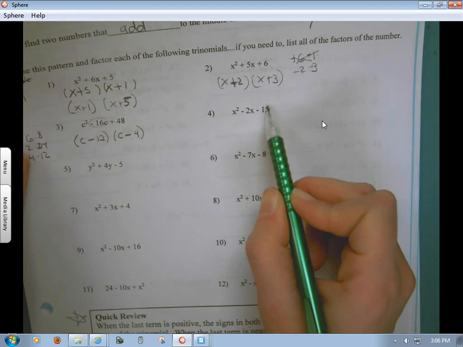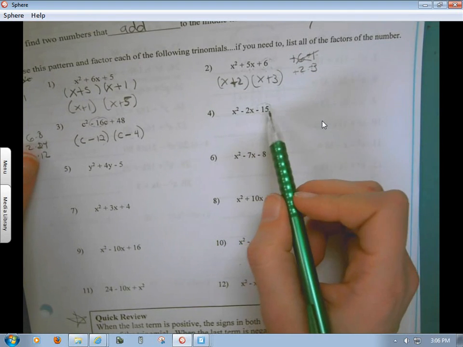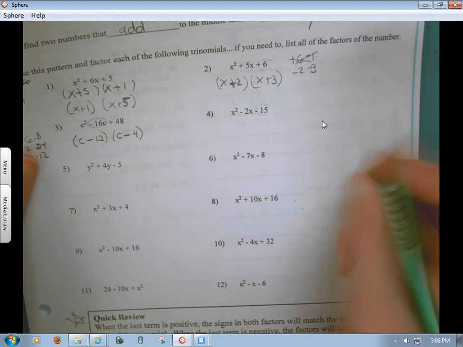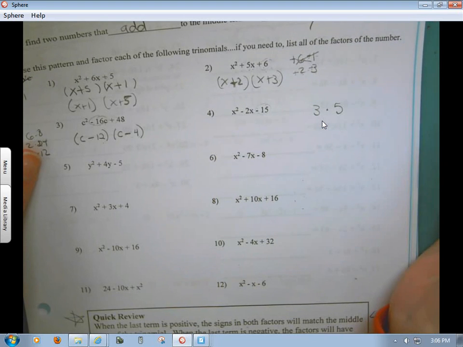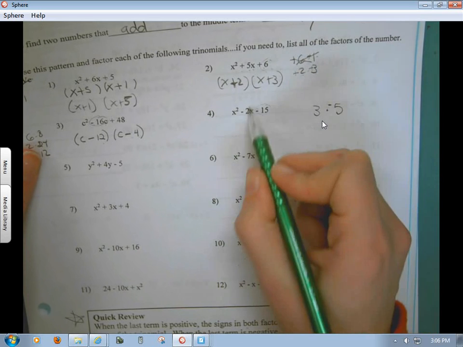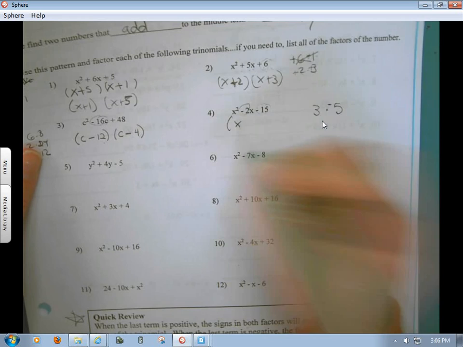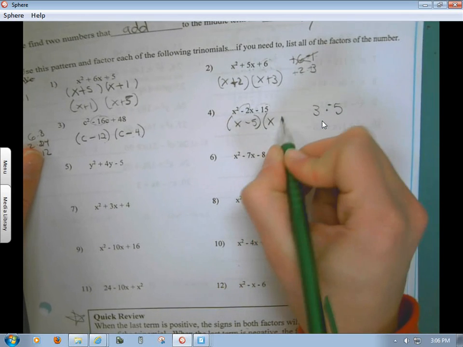Okay, if you're negative in the back, when the last term is negative, the factors will have opposite signs. So like number 4, I'm negative in the back, so I know I'm going to have one factor that's positive and one factor that's negative. So I'm thinking 3 times 5. I know they have to be different signs. The 5 has to be bigger because when I combine them, I need more negatives to keep my sign negative. So this is going to be x minus 5, and this is going to be x plus 3.